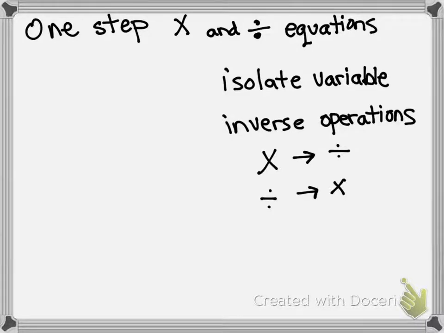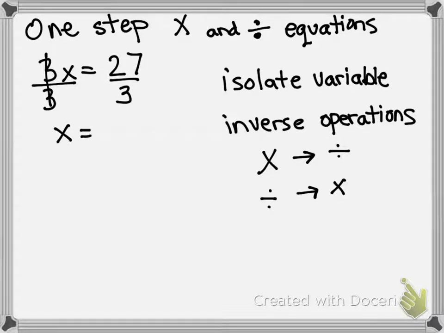So our first example is 3x equals 27. This is a multiplication equation since the coefficient is right next to the variable. Instead of multiplying, we're going to divide. So we divide both sides by 3 to keep our equation equal. 3 divided by 3 is 1x. We do not have to write the 1, we just have x isolated by itself. On the right side of the equation, we divide 3 into 27. 27 divided by 3 is 9.